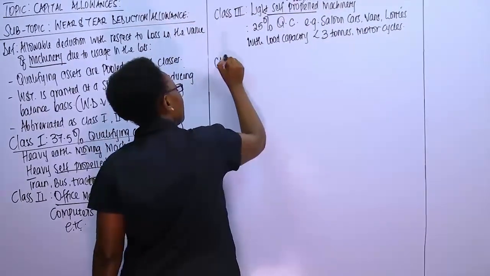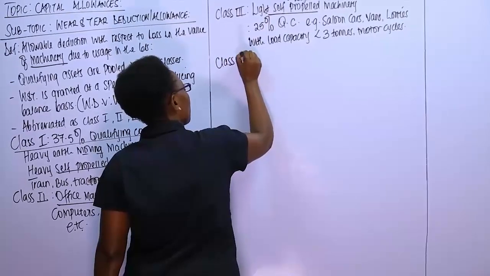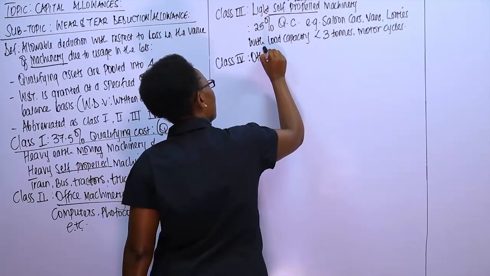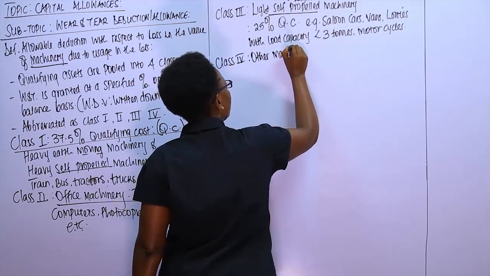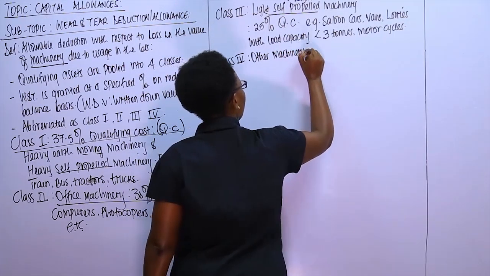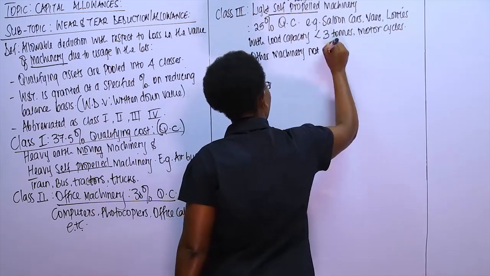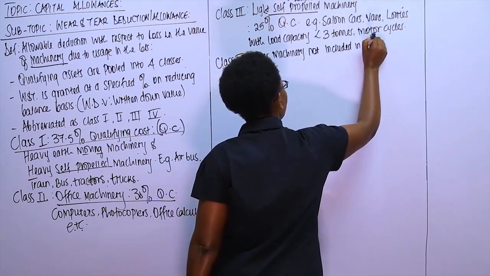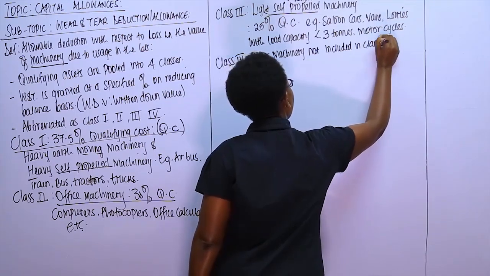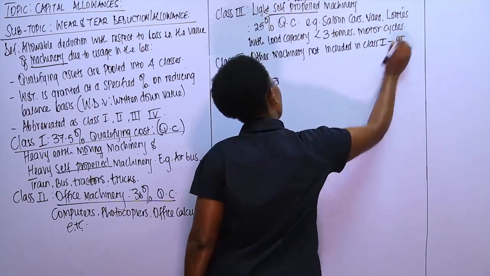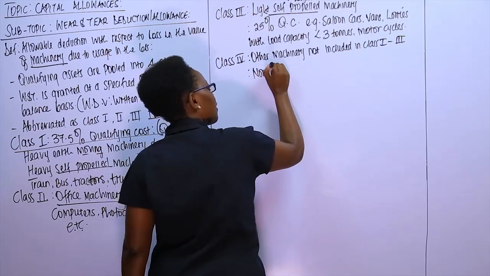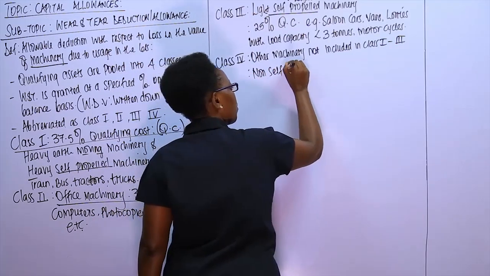Then class 4, this is for other machinery not included in class 1 to 3. This machinery must be non-self-propelled.